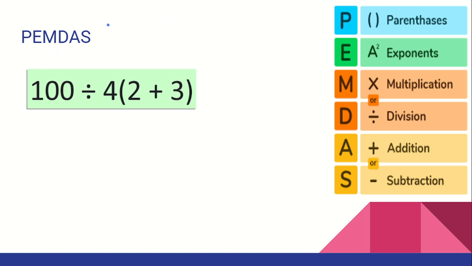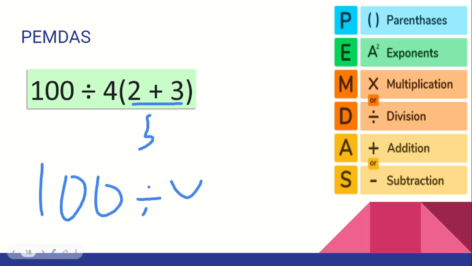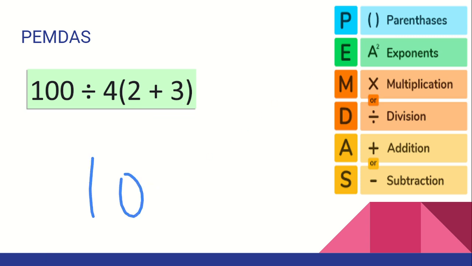So, first thing, parentheses, which means we have to solve the equation in the parentheses. 2 plus 3, that makes 5. So this turns into 100 divided by 4 times 5. What's next? Exponents. Do we have any exponents? Nope. Do we have any multiplication? Yes. 4 times 5 is 20, so 100 divided by 20. And do we have division? Yes. And this makes 5. So the answer for this would be 5.